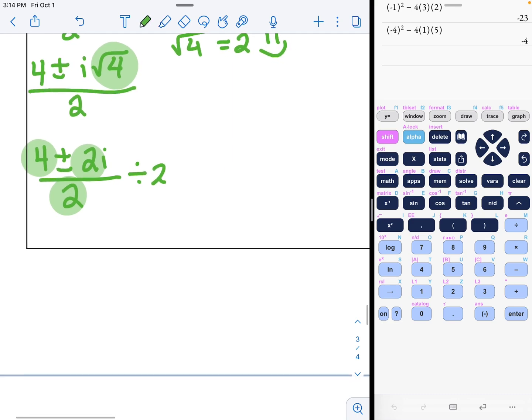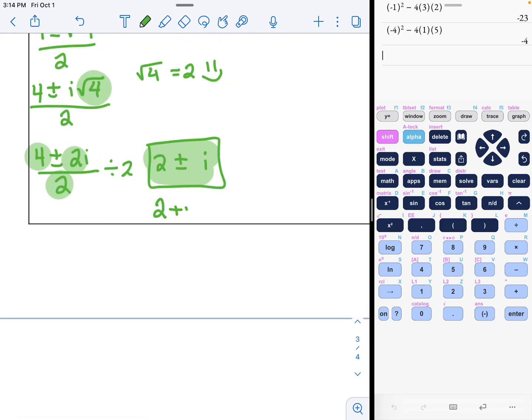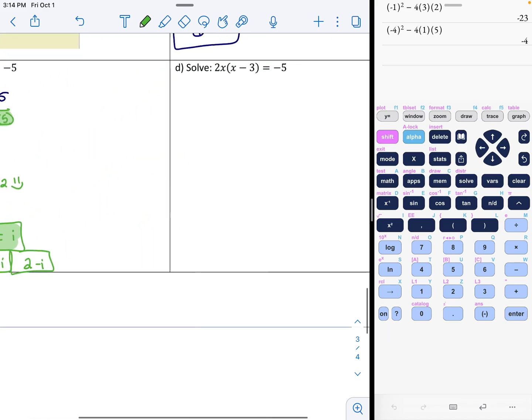Greatest common factor. So I'm going to do 2 plus or minus 1i over 1. And I think we're probably at a good spot now where we can say we don't need the over 1 or the 1 in front of the i. So final answer. And if you want to write that separately, just in case anybody's wondering how there are two answers, there they are. You can write it as plus and minus, or you can write it as two separates.